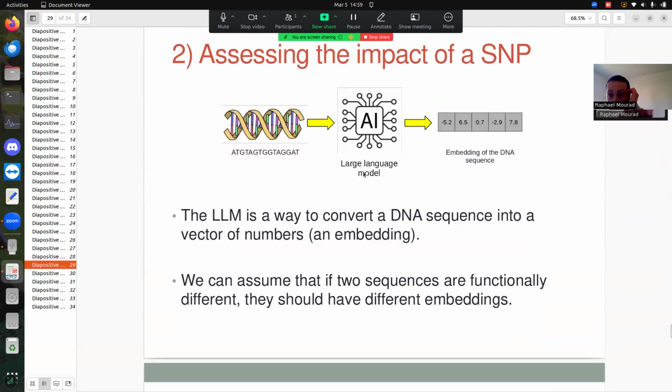Another application of this kind of model is we can predict the impact of a SNP, for instance. Your large language model will take a DNA sequence as input, and it will compute the embedding of the DNA sequence, which is basically a vector of numbers. So it's a way to represent a DNA sequence that is made of letters as a quantitative variable. And we can assume that if two DNA sequences are functionally very different, then they should have different embeddings.